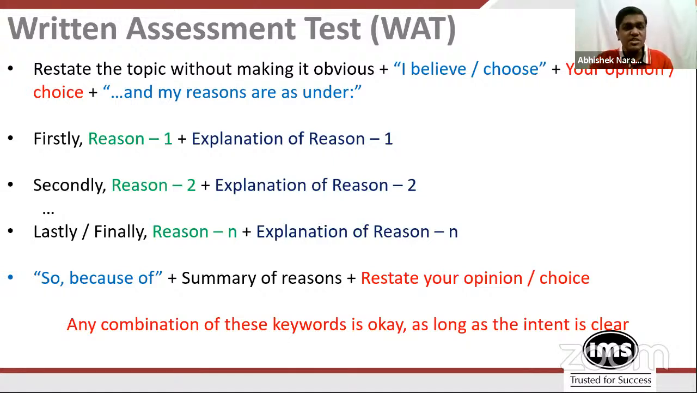Restate the topic without making it obvious means try to provide some sort of context or try to spin it to something that is relevant. Meaning, the COVID-19 pandemic has hit all countries, big or small, rich or poor, and our country has also been affected. Some governments have managed to handle it well and some haven't. And I believe that our government has blah blah blah, and my reasons are as follows. That is your first paragraph. Is the first paragraph clear, what I mean by restating the topic without making it obvious?